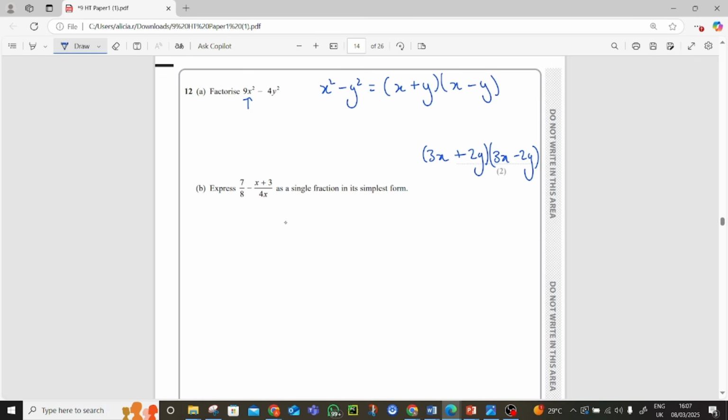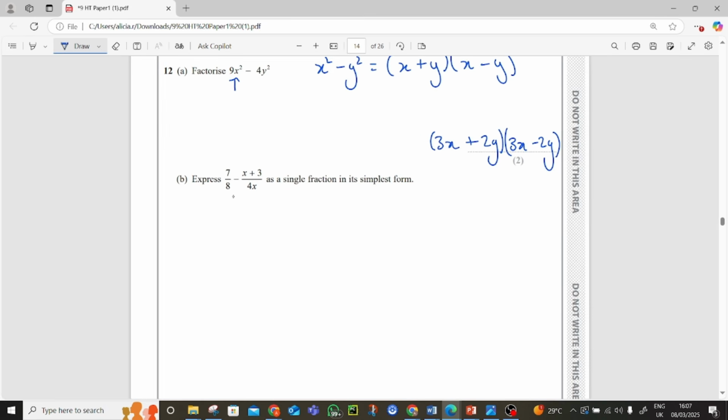Right, next question. Expressed as a single fraction in its simplest form. These denominators are not the same. So the 8 and the 4x are not equal. I need to get them both over the same denominator. I'm going to take this fraction on the left and I'm going to times it by x only. So this is going to be 7x over 8x. Now I'm going to take the fraction on the right and I'm going to multiply all this by 2. So this is going to be 2x plus 3 over 8x.